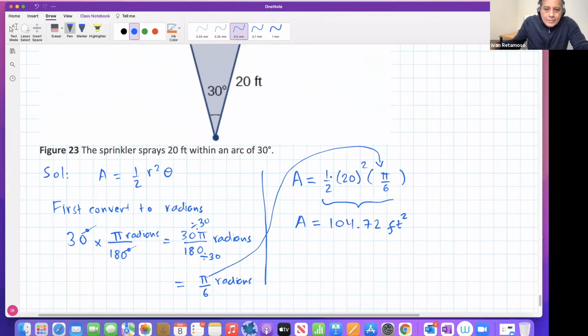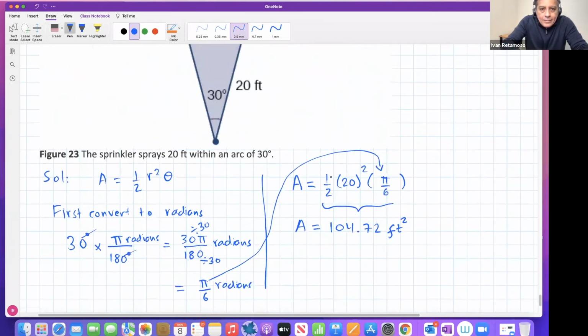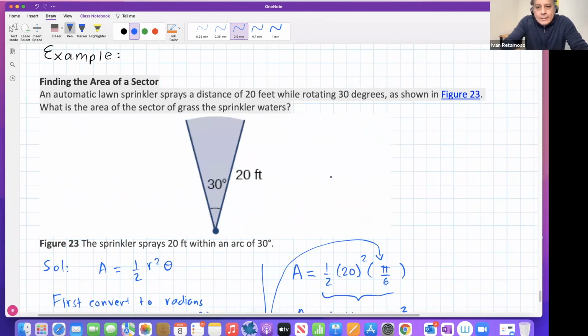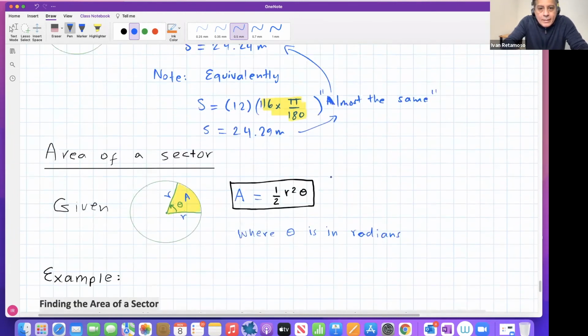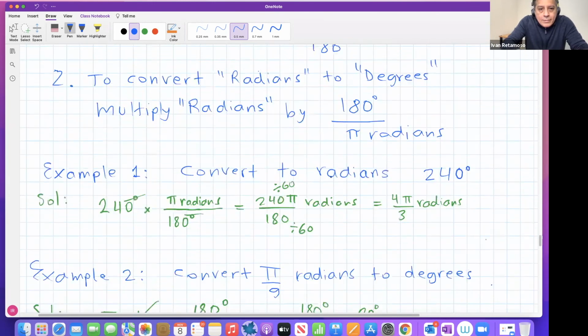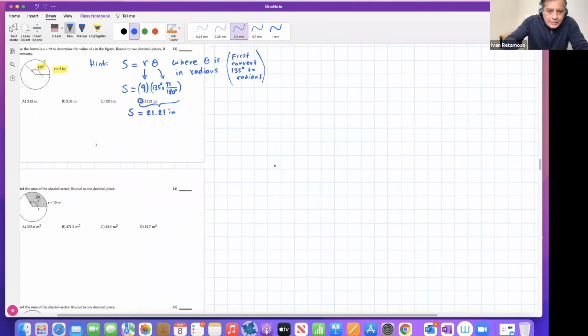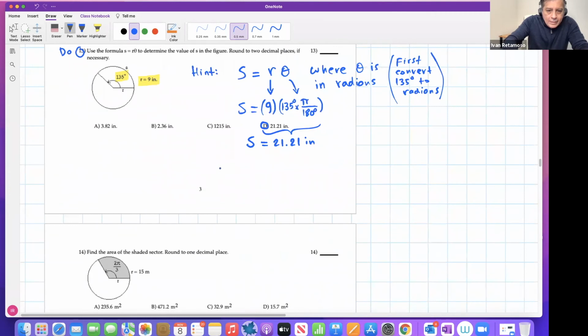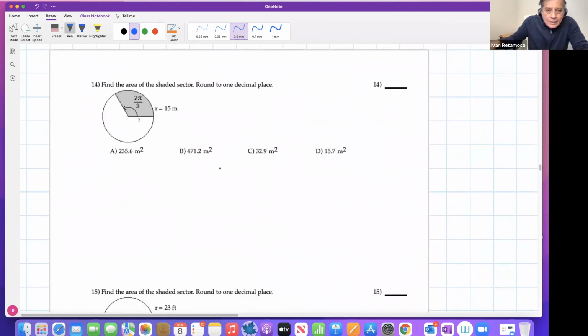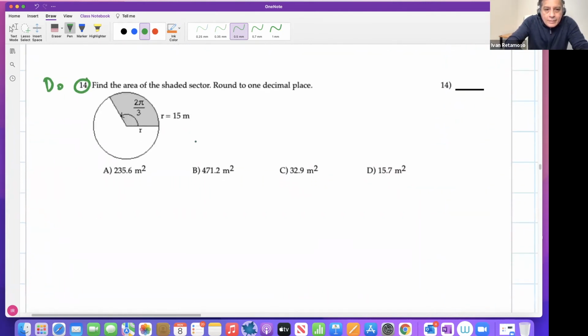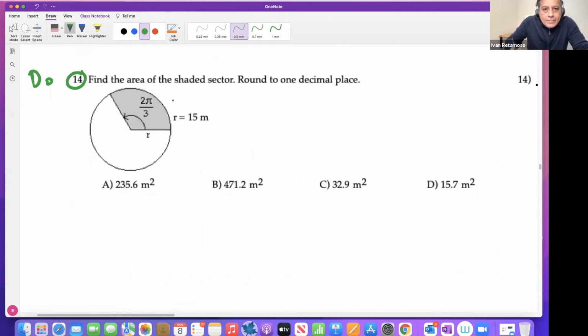All right, very good. So now let me ask you to go over a bunch of forms on the worksheet. We will try to cover as much as possible of these different forms, so you will be okay with your homework. Let's start with something very straightforward here. Can you try this? Number 14. Find the area of the shaded sector, round to one decimal place. You see it there, guys? Maybe I can make it even bigger. Yeah, everybody can see now. Better.